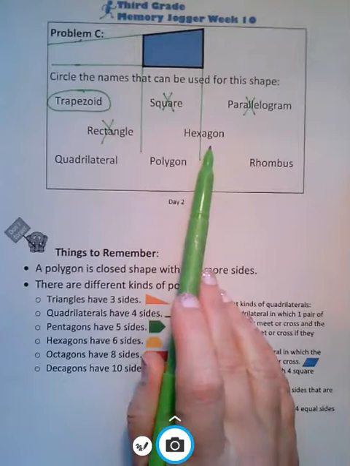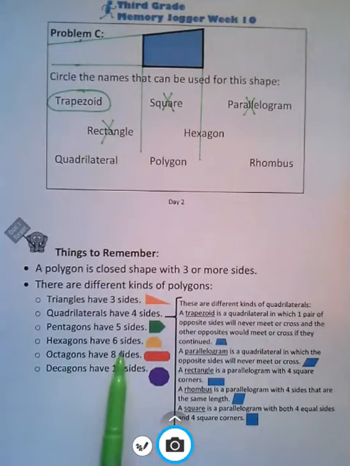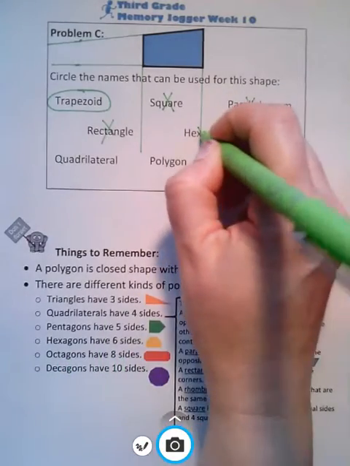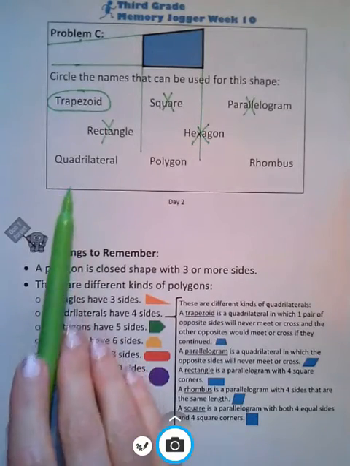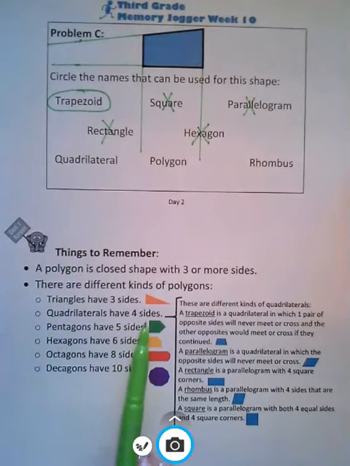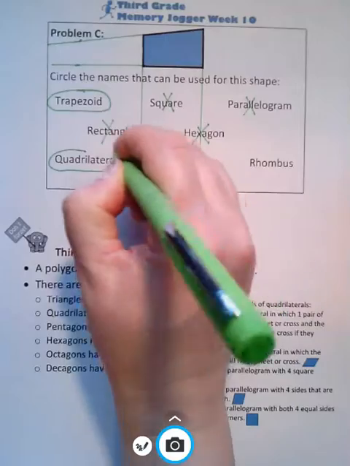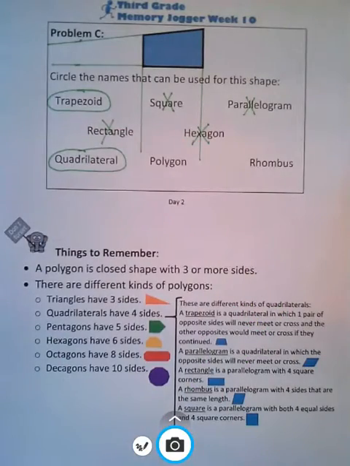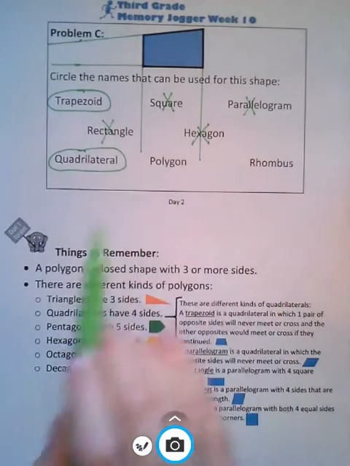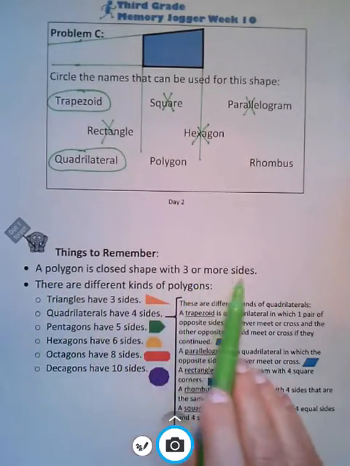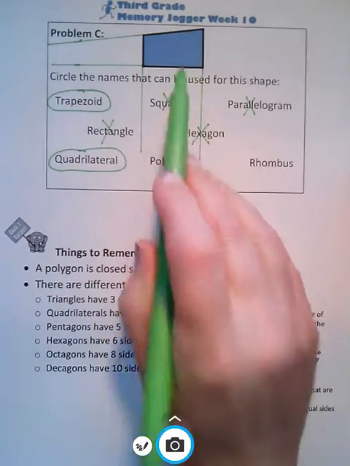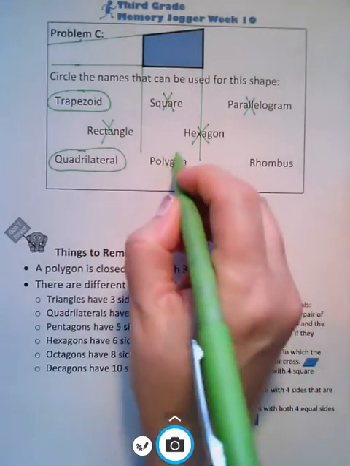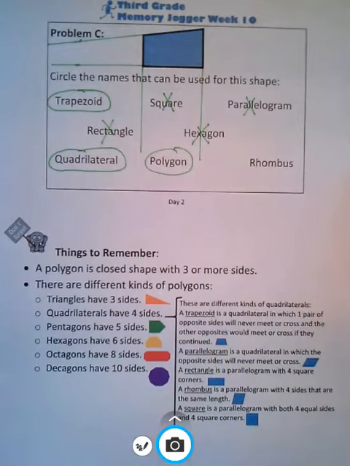So what about a hexagon? Is it a hexagon? Hexagons have 6 sides. This only has 4 sides. Not a hexagon. Quadrilateral. A quadrilateral has 4 sides. It does have 4 sides, so we can mark that one. A polygon. A polygon is a closed shape with 3 or more sides. It's closed and it has 4 sides, which is 3 or more, so we can count it as a polygon.